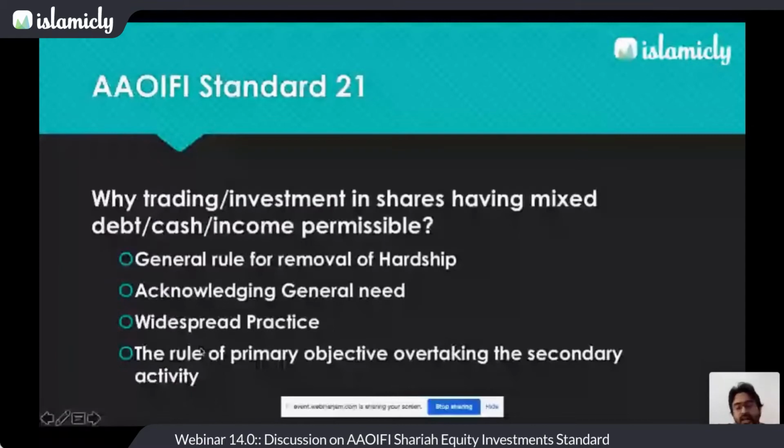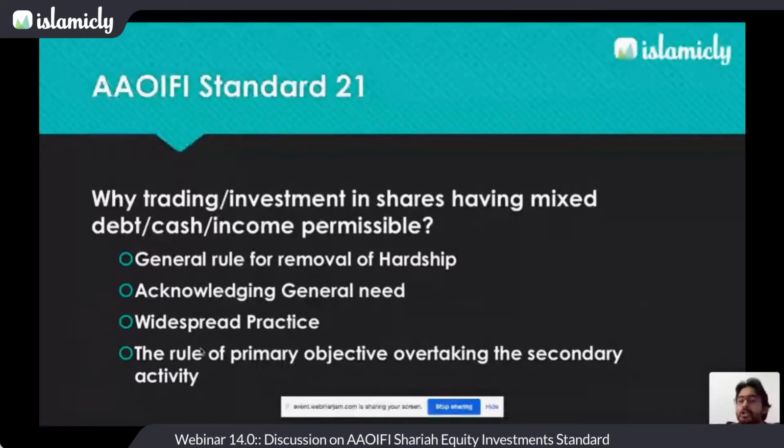Moving on. One of the key questions that would have come into your mind is why trading or investment in shares having mixed debt, cash or income is permissible. What I mean is, why does AAOIFI allow investment in companies which have a mixture of interest-bearing debt, interest-bearing cash, and a mixture of non-permissible income coming into the business? AAOIFI has quoted various Sharia rules, various ahadith, and various jurists, and has given reference to various Fiqh Academy resolutions as well. The key gist of it is the general rule for removal of hardship.